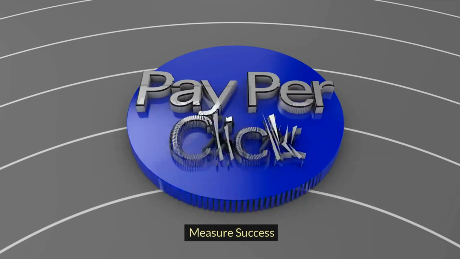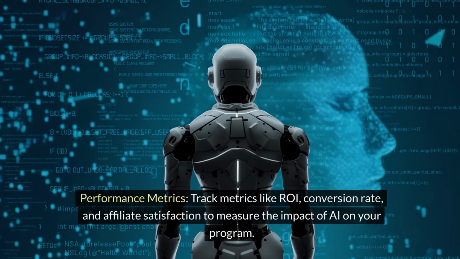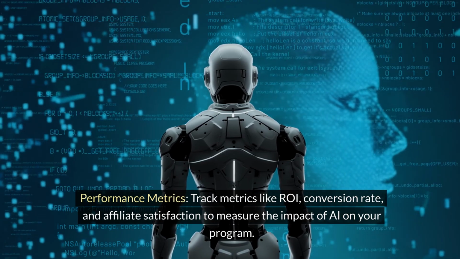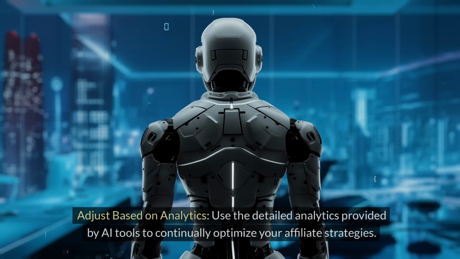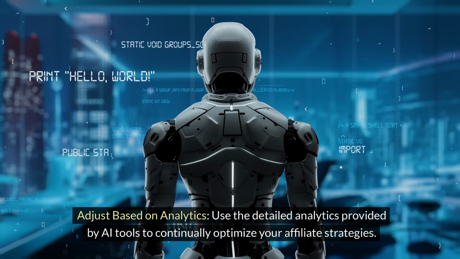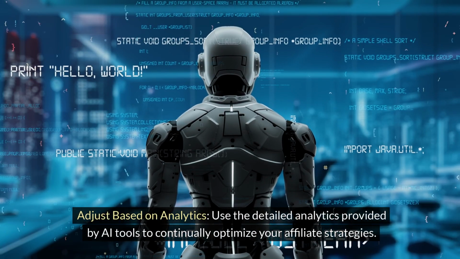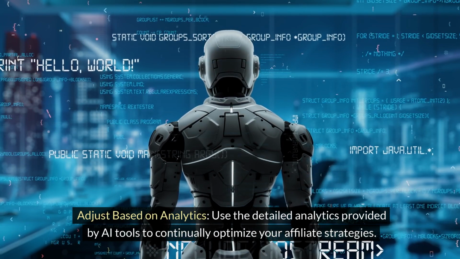5. Measure success. Performance metrics. Track metrics like ROI, conversion rate, and affiliate satisfaction to measure the impact of AI on your program. Adjust based on analytics. Use the detailed analytics provided by AI tools to continually optimize your affiliate strategies.